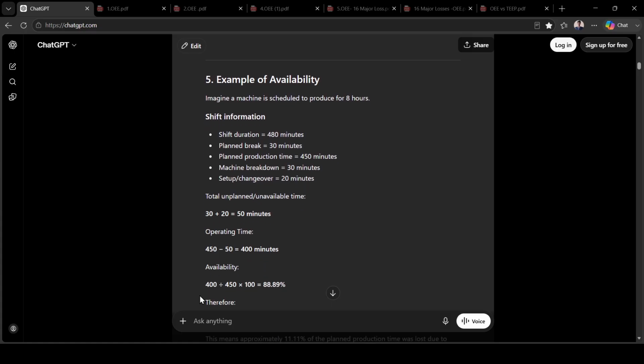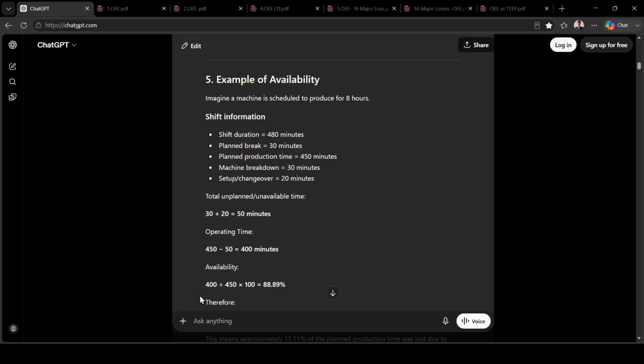Example of availability. Imagine a machine is scheduled for production for 8 hours. Shift information: shift duration 480 minutes, planned break 30 minutes, planned production time 450 minutes, machine breakdown 30 minutes, setup or changeover time 20 minutes. The total unplanned or unavailable time equals 30 plus 20, 50 minutes.